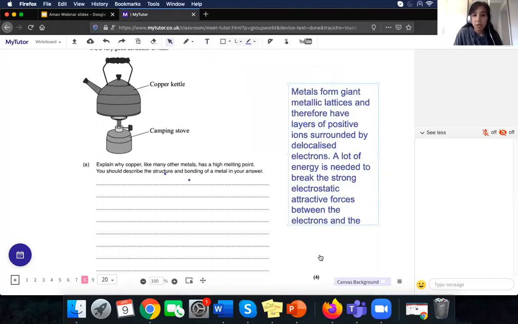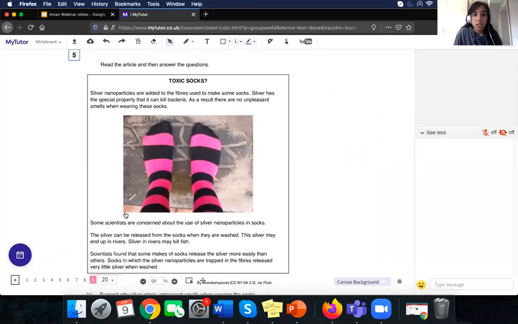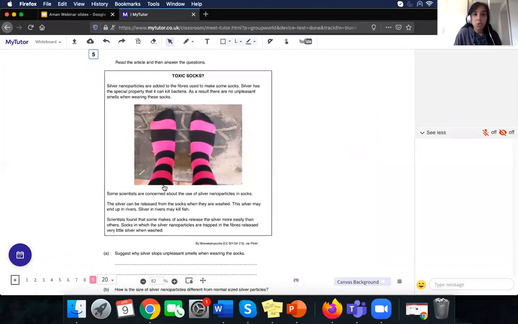Okay, well done to everyone that answered with similar kind of answers to mine. All right, so this is a question on nanoparticles. So toxic socks. Silver nanoparticles are added to the fibers used to make some socks. Silver has a special property that it can kill bacteria. As a result, there are no unpleasant smells when wearing these socks.